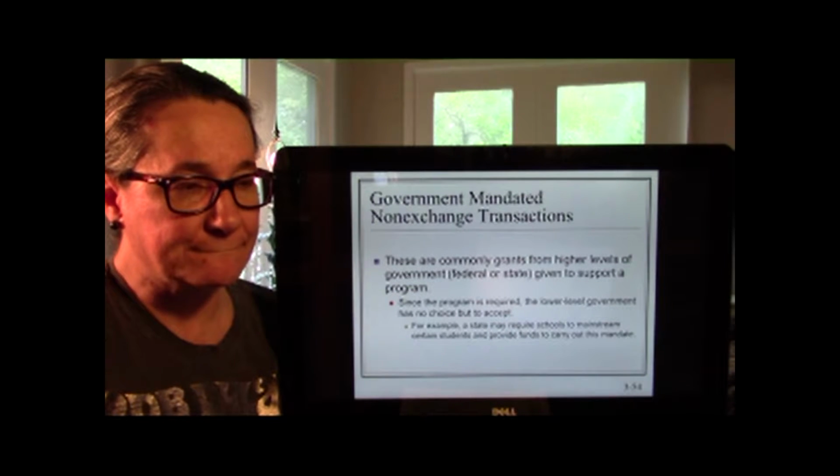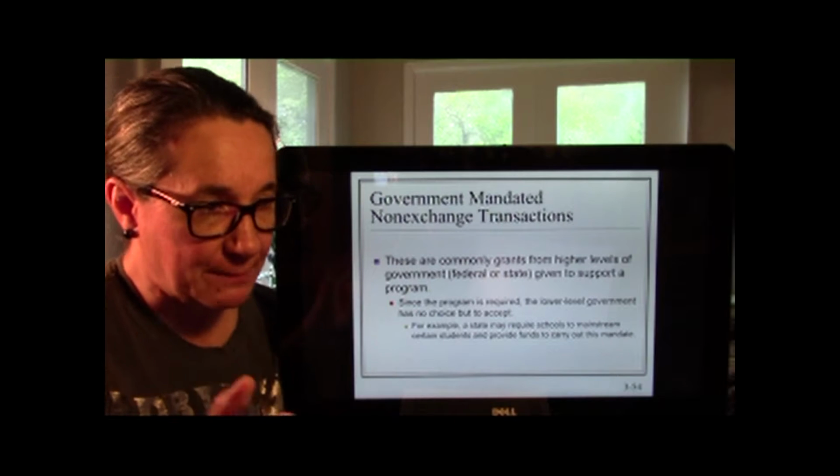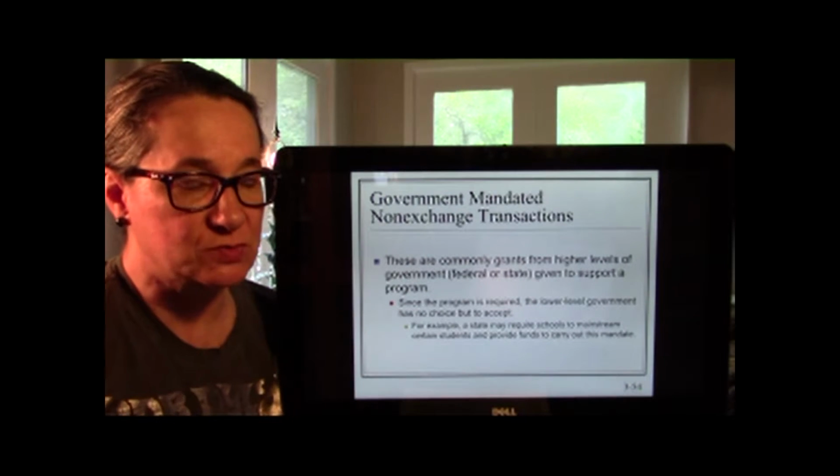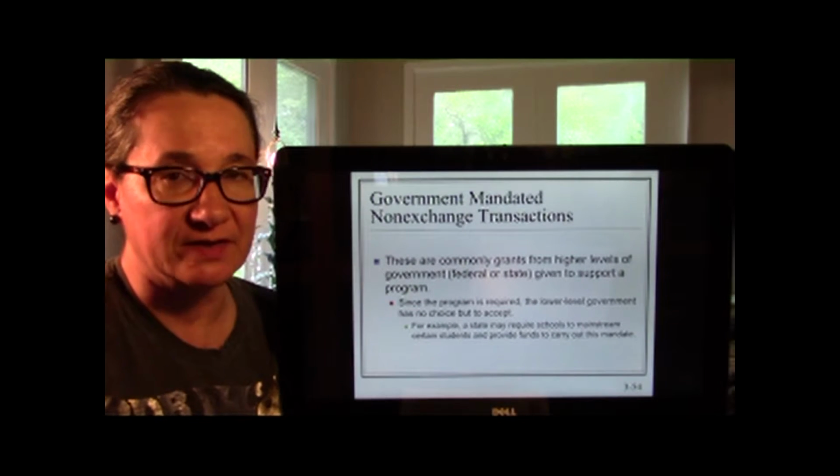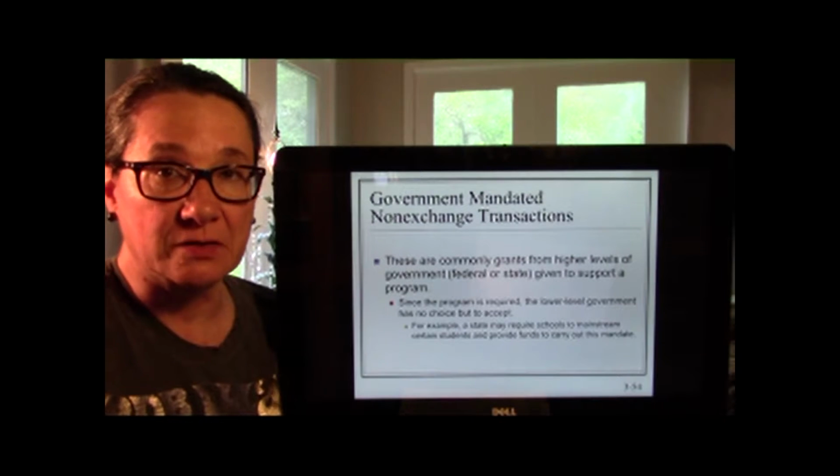So, a mandate. Here's an example. State requires schools to mainstream students and provide funds. So the special ed students are going to go to the regular high school.